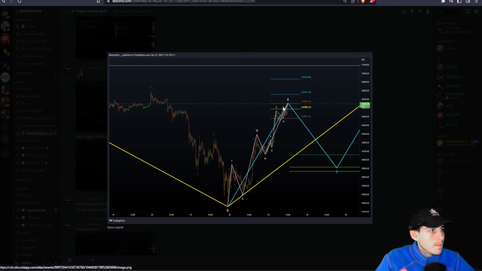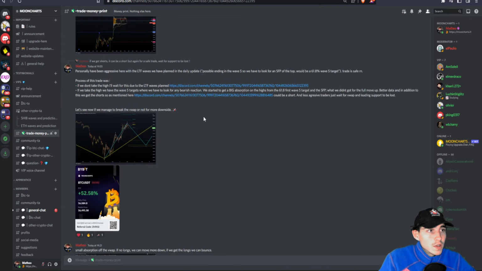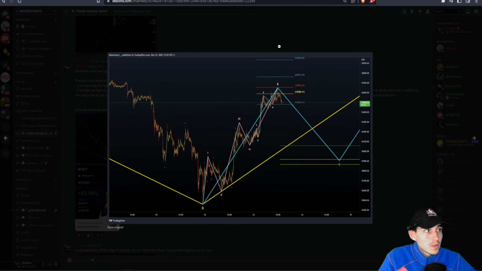So here you can see retracement right there. So the process was very simple. We first look for a swing through pan. If we do not swing through pan here, we look for a continuation on the next target. Okay, so the process was really here. As you can see, personally I have been aggressive here with the low time frame waves. We planned the daily updates, as I say in the daily update, possible ending in the wave 5. So in this wave 5 right here, okay, possible ending there.